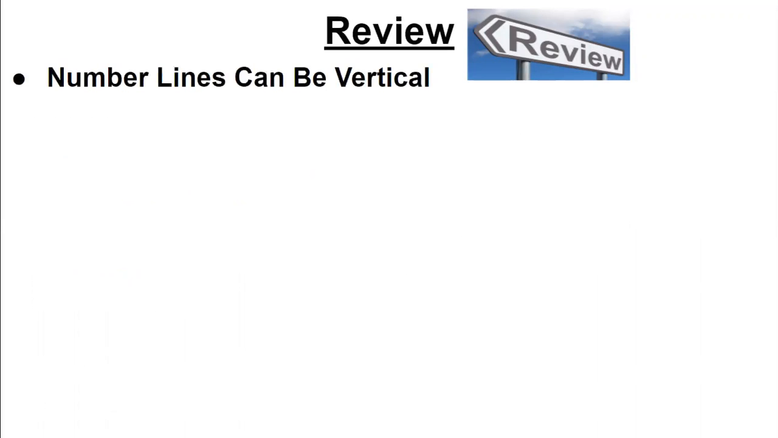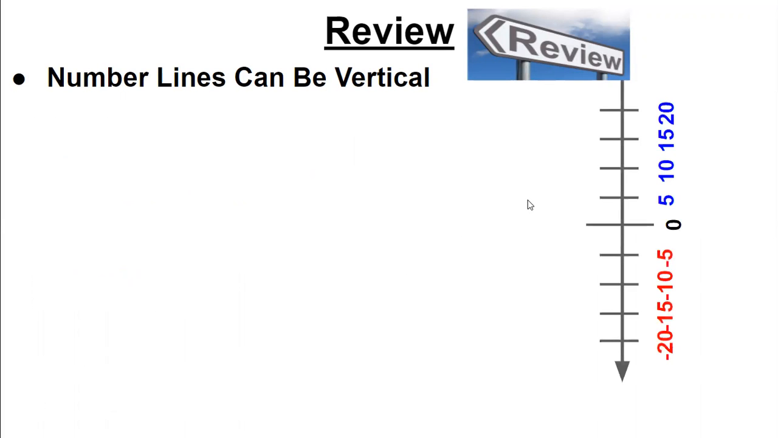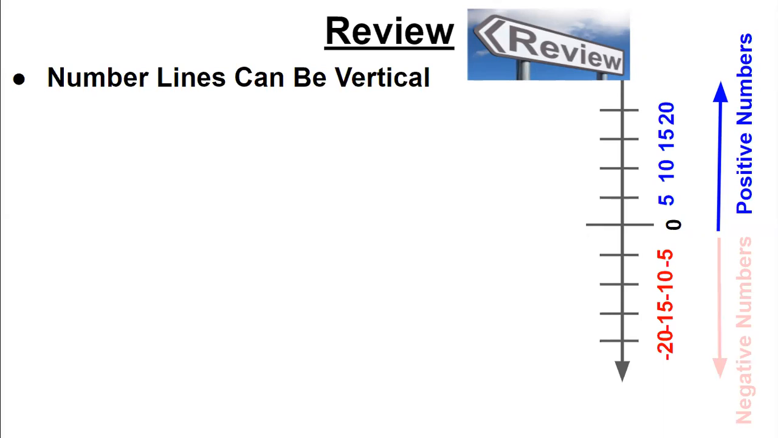A little more review. Number lines, we said, can be vertical. We did that on our last lesson. Here's a vertical number line. Positive numbers go up. Negative numbers go down. Just turning the number line on its side.